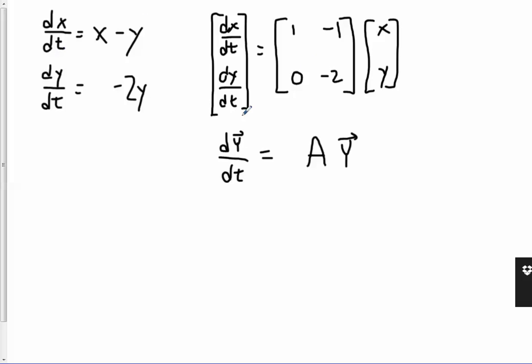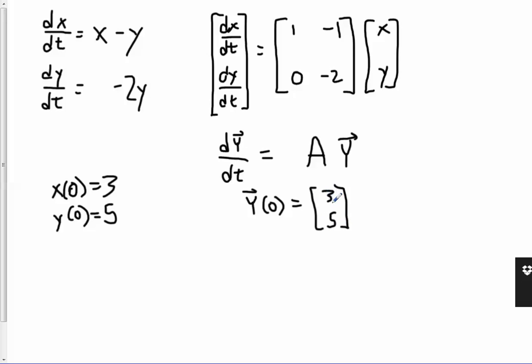Okay, so I've just rewritten the same system, and let's give ourselves some initial conditions that we want to solve for. Let's say x of 0 equals 3, y of 0 equals 5. In terms of the matrix formulation, we would just say the vector capital Y of 0 starts at the vector 3, 5. Again, the top component is your x, your bottom component is your y. So two single initial conditions or one vector initial condition, either way.